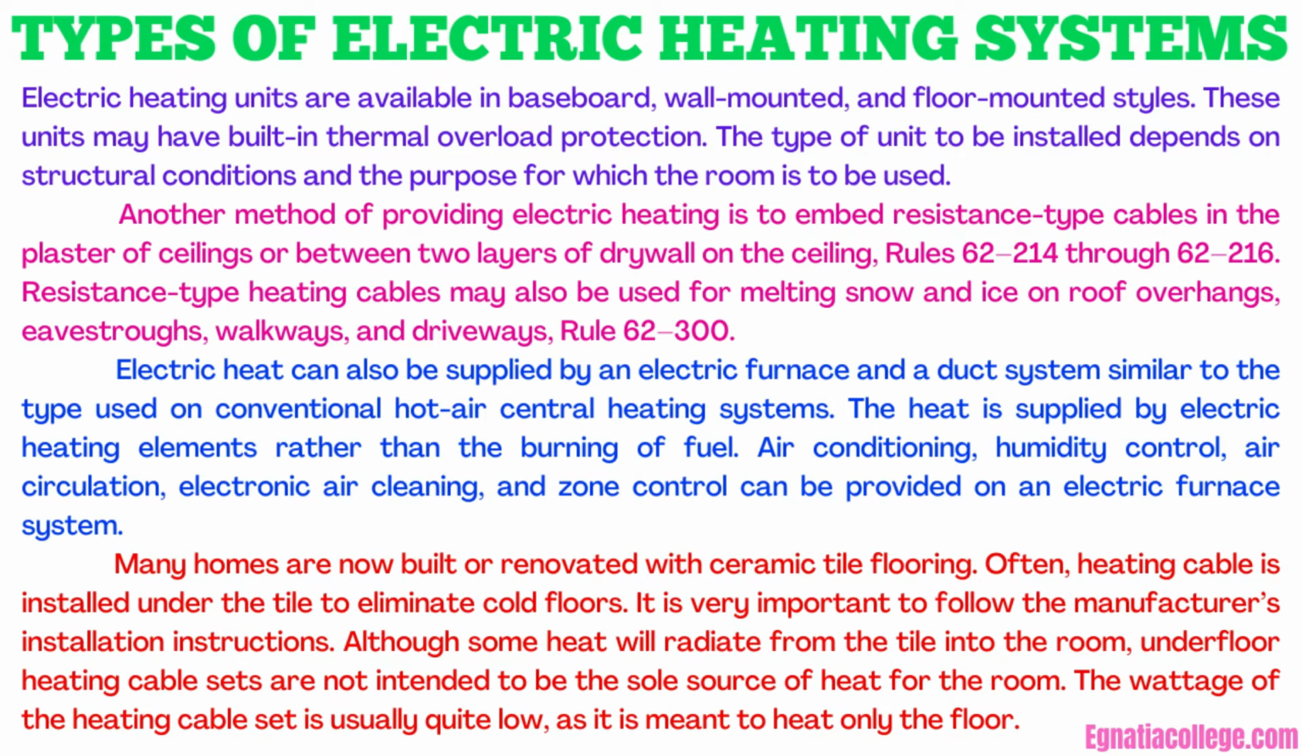Resistance-type heating cables may also be used for melting snow and ice on roof overhangs, eaves troughs, walkways, and driveways, Rule 62-300. Electric heat can also be supplied by an electric furnace and a duct system similar to the type used on conventional hot air central heating systems. The heat is supplied by electric heating elements rather than the burning of fuel. Air conditioning, humidity control, air circulation, electronic air cleaning, and zone control can be provided on an electric furnace system.